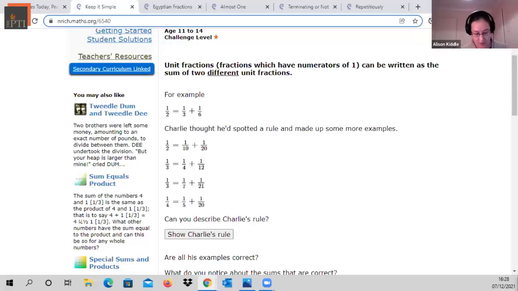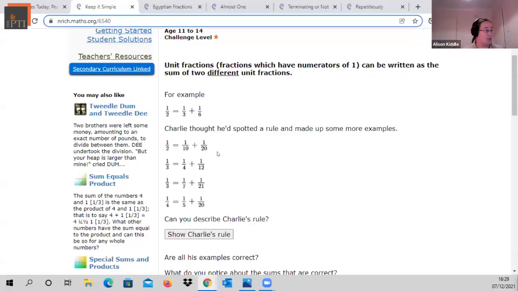Okay, does somebody want to either pop in the chat or pop your microphone on to say which ones you think work and which ones you think don't work of Charlie's 4 examples? So Kieran, I think you spotted what Charlie's rule is. Yes, I saw that you'd written 1 and I realized you meant to write 2 there. So yes, so 20 divided by 10 is 2, 12 divided by 4 is 3. So this is the rule that Charlie's using.